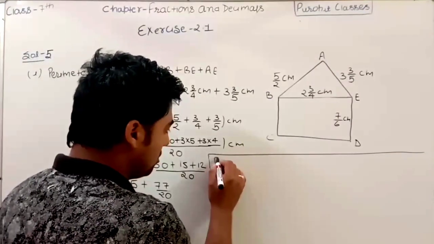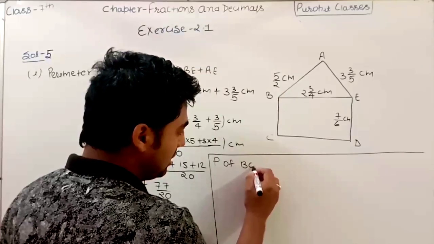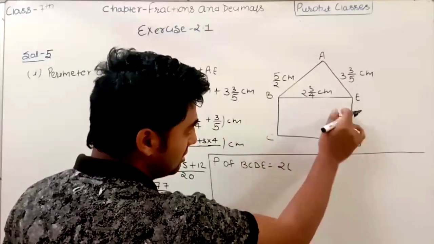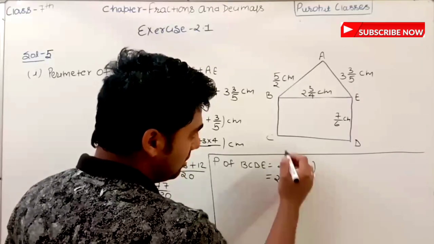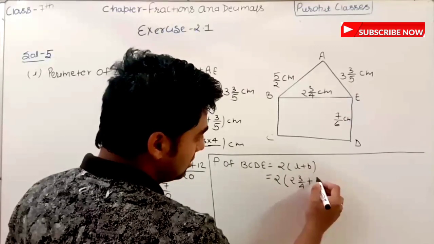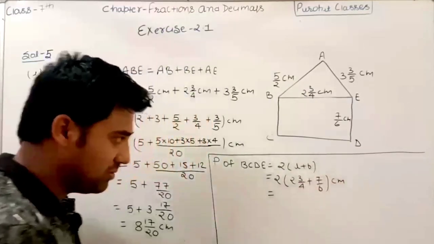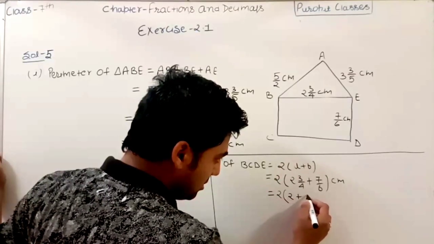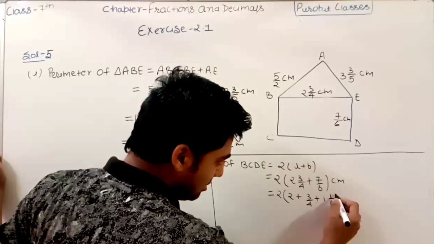So in short we are writing P, meaning perimeter, of BCDE is given by twice of length plus width. What is length? It is given, okay, let me write here L plus B. This will be equal to 2 times of length, 2 whole 3 by 4, plus width, 7 by 6. All the things are in centimeter, so centimeter plus centimeter will give centimeter also. So this will be 2, and let me write it as 2 plus 3 by 4 plus this can also be written as 1 whole 1 by 6.